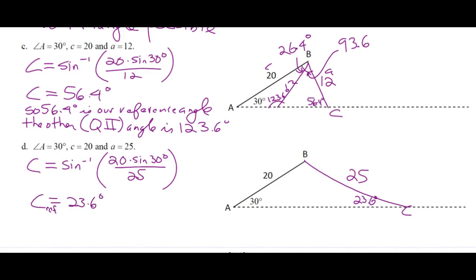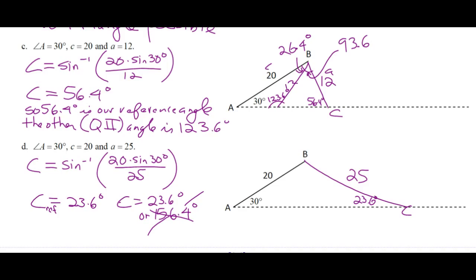So what's the other angle? 156.3, right? So C is equal to 23.6 degrees, or 156.4. Okay, I got a problem. If that's 156.4 and then I add 30 to it, what do I get? 186.4. So I can't make a triangle that has this angle.